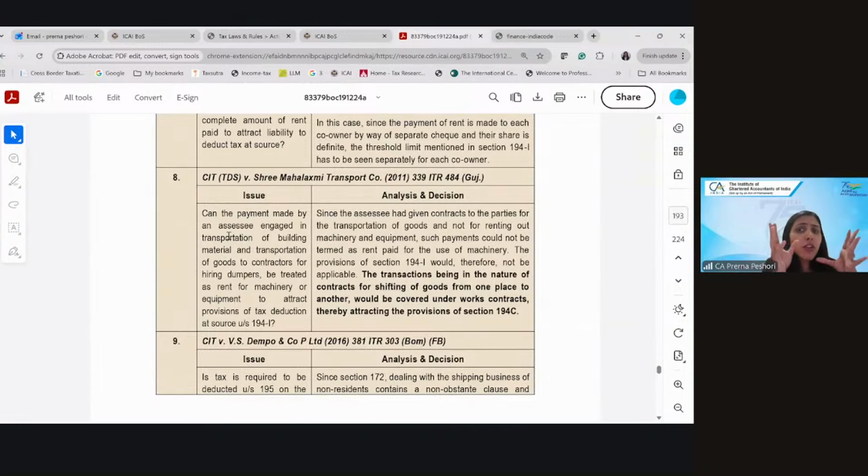So when the assessee has given the contract for the transportation of goods, it is for the combined transportation and not just for renting out the plant and machinery or equipment or the truck. These are not rent paid for the use of trucks. The payment is in the nature of a contract of transportation. And therefore here 194C will be applicable and not 194I. Are we clear? Yes, ma'am. Okay. Let us move further then.